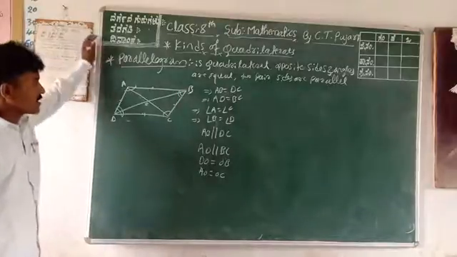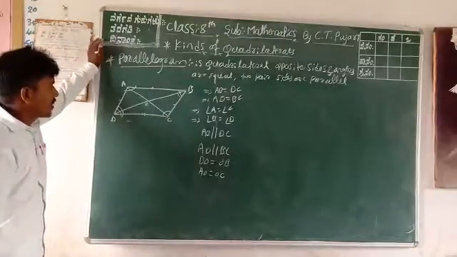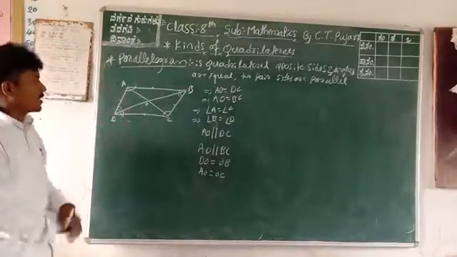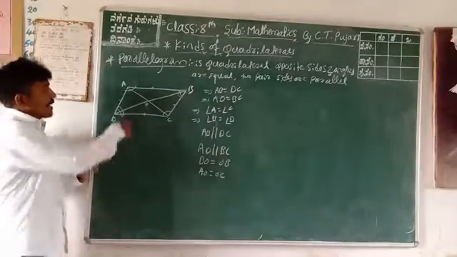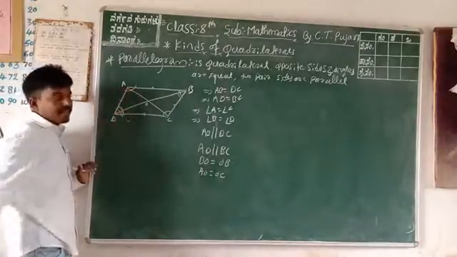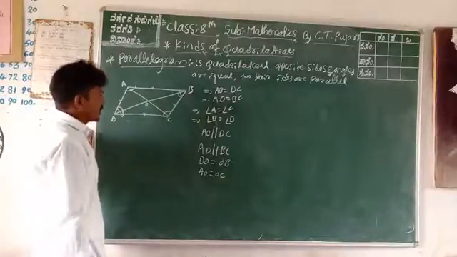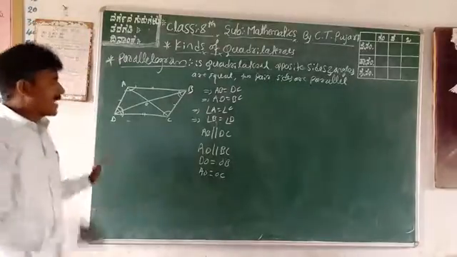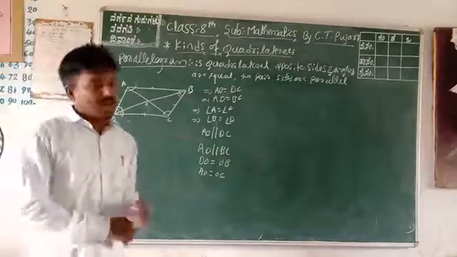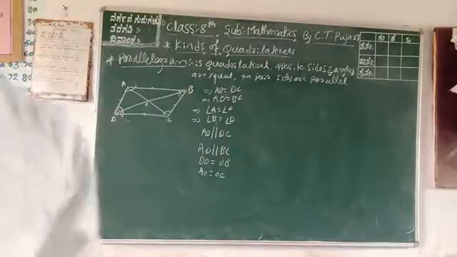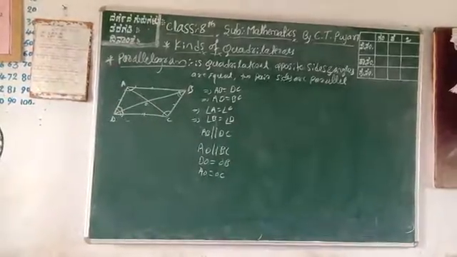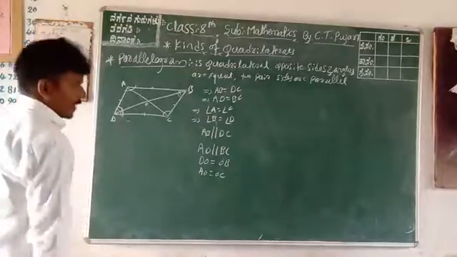And also next, some characters of diagonals are also in the parallelogram. One side of the corresponding angles is equal to 180 degrees. Okay, some examples of this parallelogram. What are the examples?